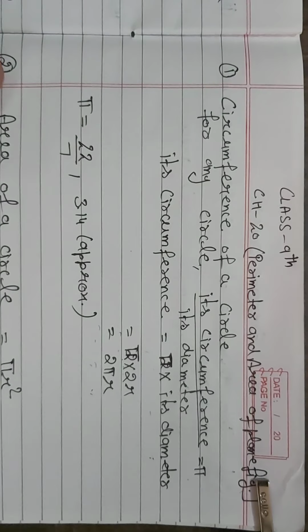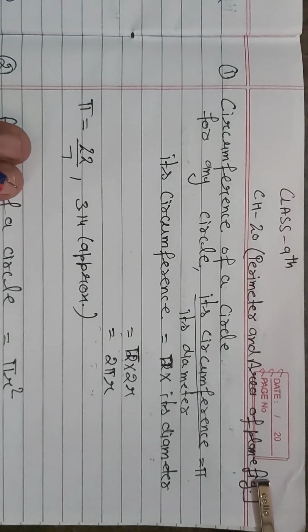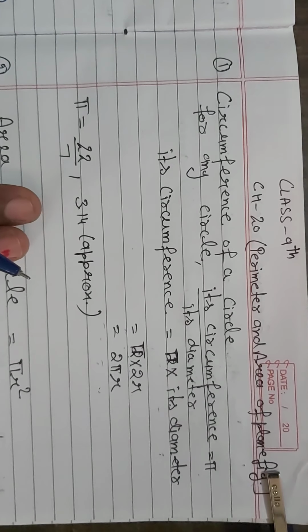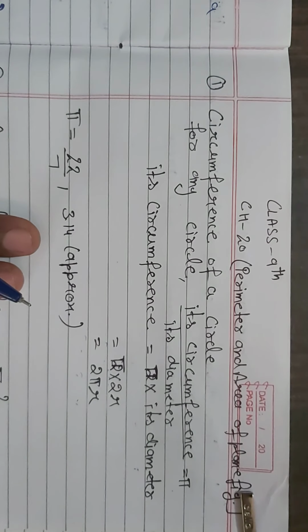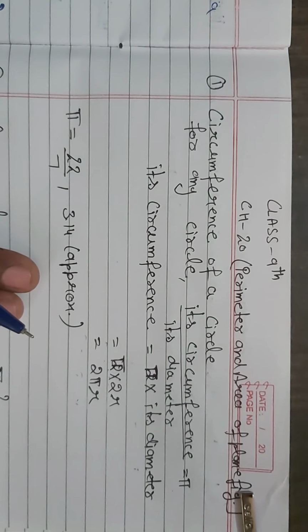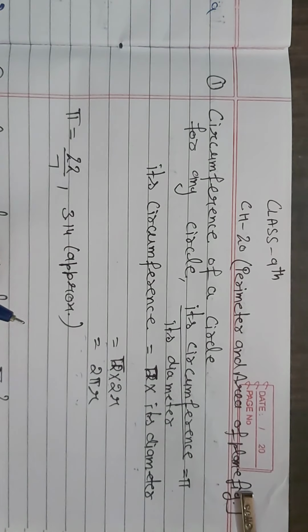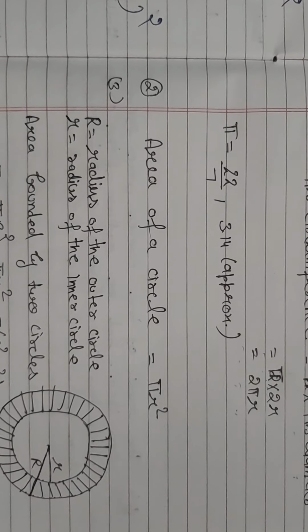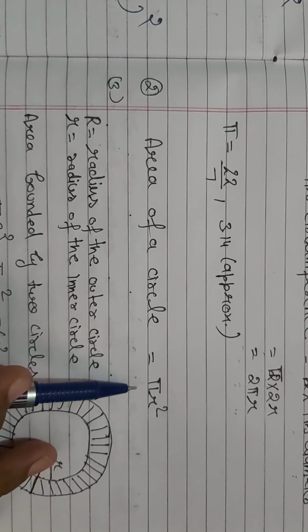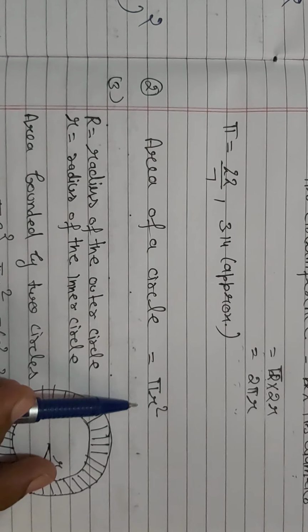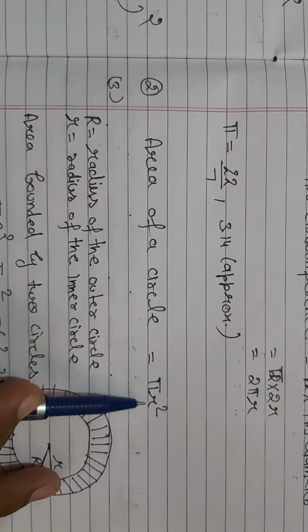We take the value of pi as 22 by 7 and sometimes we take it as 3.14, and this is approximate. The complete value of pi is not 3.14. This is only an approximate value because pi is an irrational number. It does not terminate. Next, second, area of a circle. The result for the area of a circle is pi r square, where r is the radius of the circle.